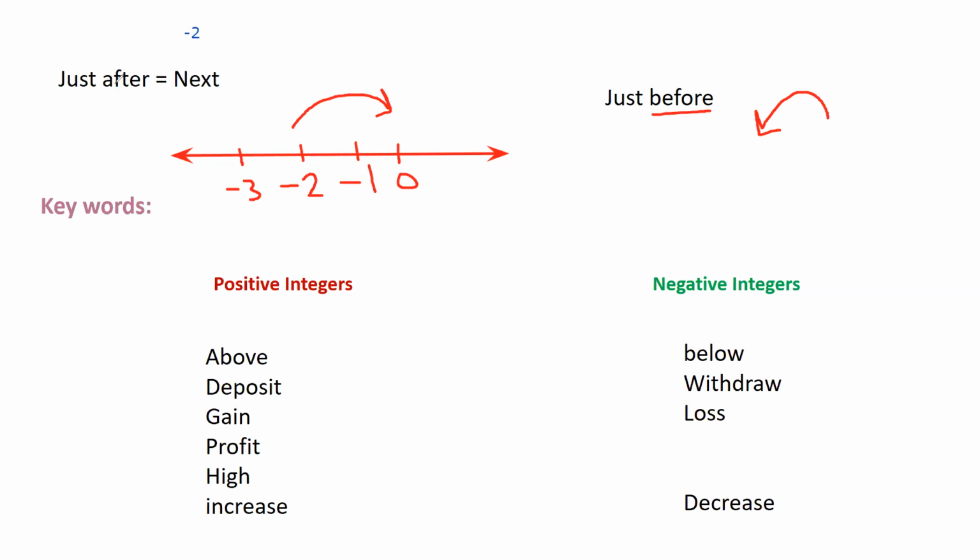So what is just after -2? You're going to go to -2 and jump forward. So it will be -1. What is just before -2? You are going to go to -2 but jump backward. So it will be -3.